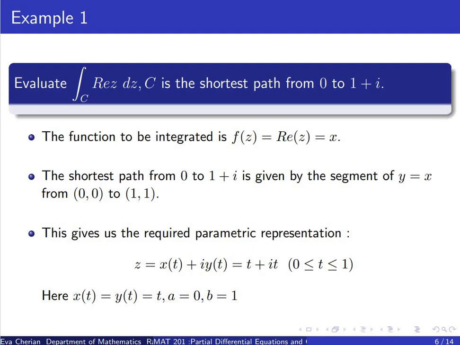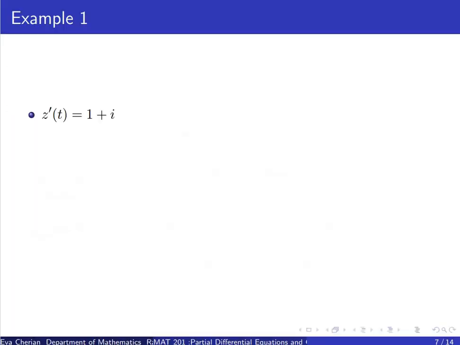So x of t and y of t are both equal to t. a is 0 and b is 1. z dash of t can be calculated as 1 plus i. f of z of t is just x of t, that's t itself.